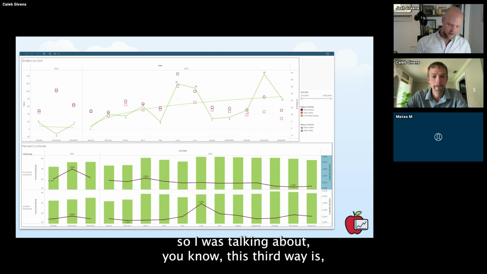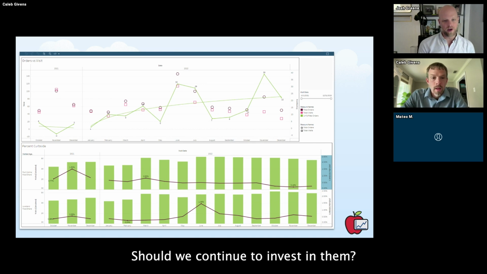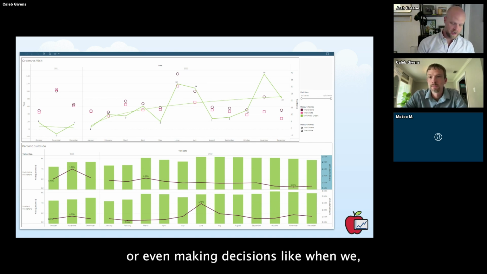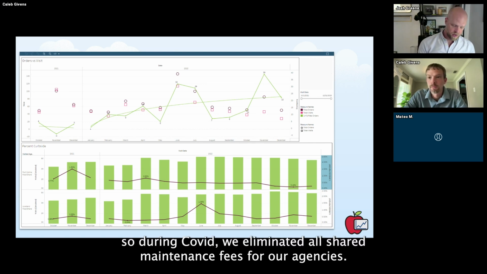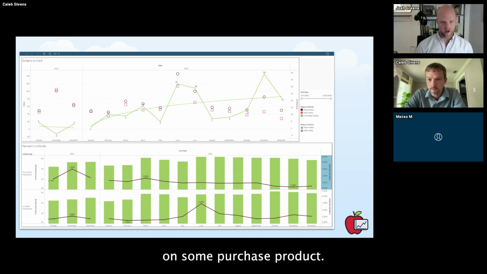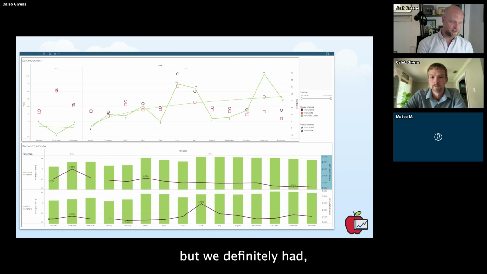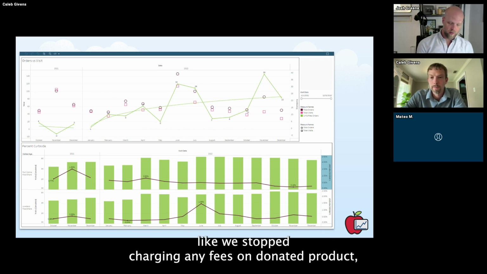So I was talking about, this third way is really to look at specific programs. Should we continue to invest in them? Or even making decisions like, during COVID, we eliminated all shared maintenance fees for our agencies. We still charged cost on purchased product. On some purchased product, we also had grants that were purchasing product for agencies that we distributed at no cost. But we definitely stopped charging any fees on donated product.